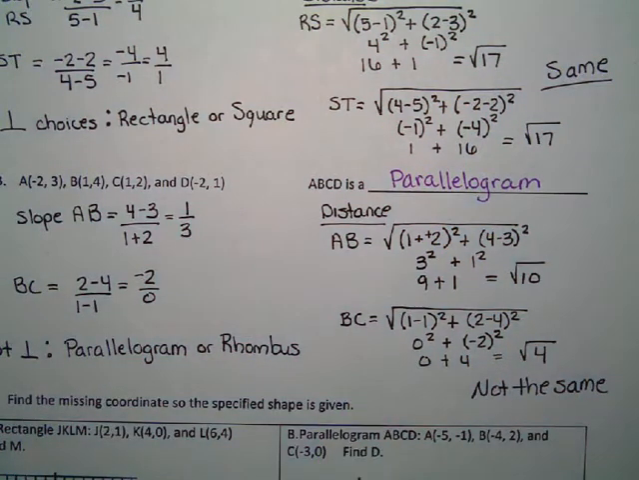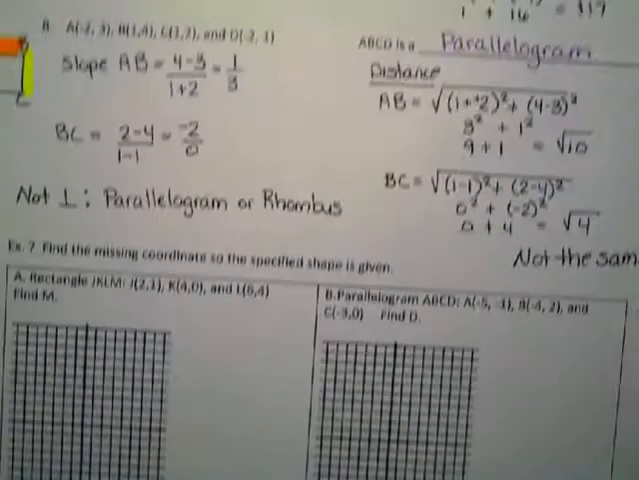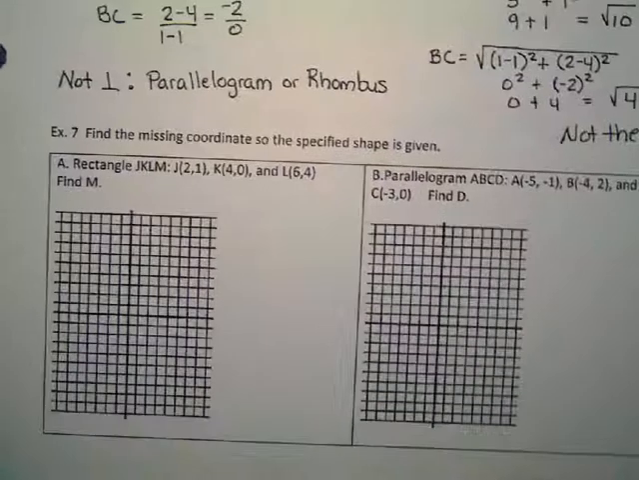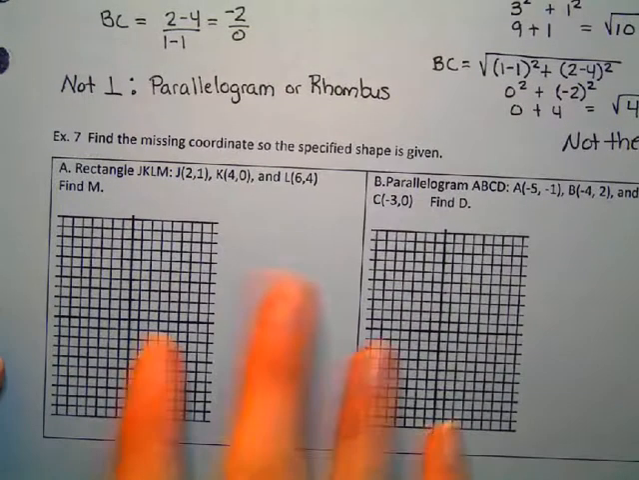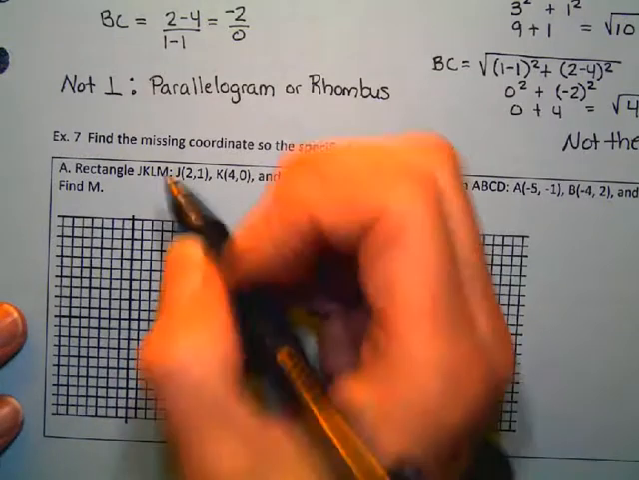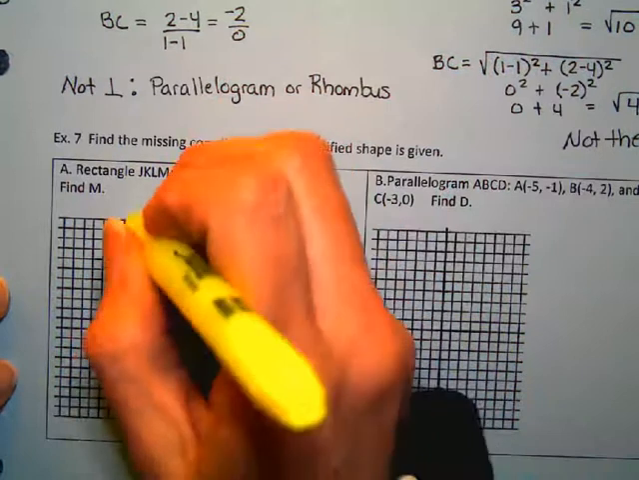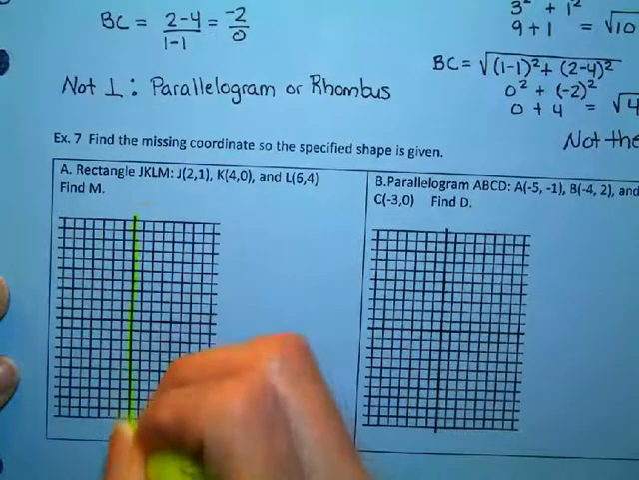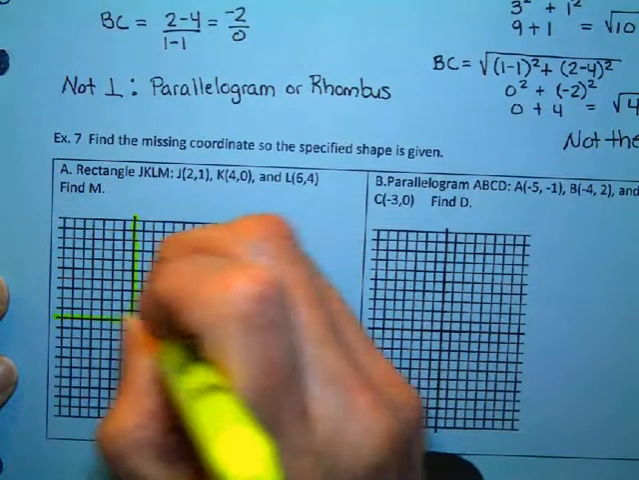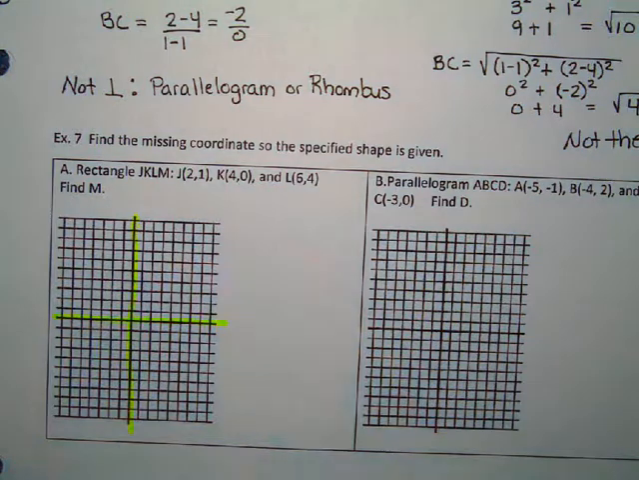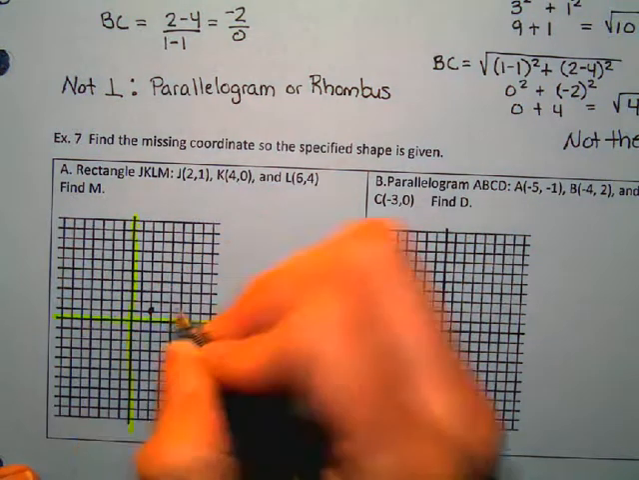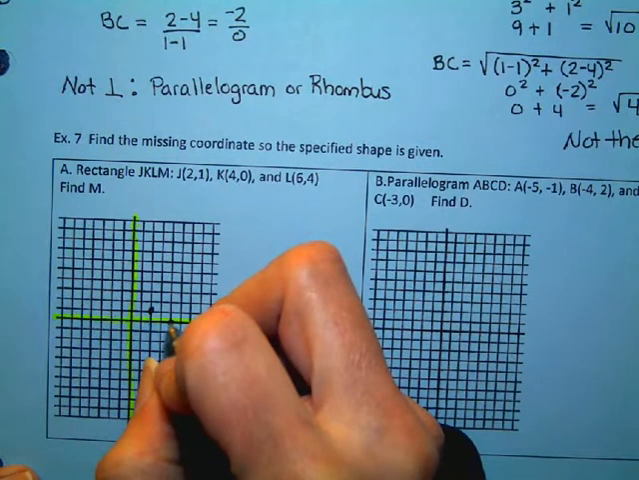Okay, last one. On the test and stuff, we'll give these graphs for you. I didn't graph these yet though. So 2, 1. I'm going to highlight this axis. It's a little hard for me to see. Okay, so the point 2, 1 is here. 4, 0. 6, 4.